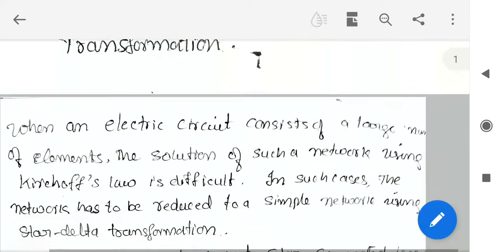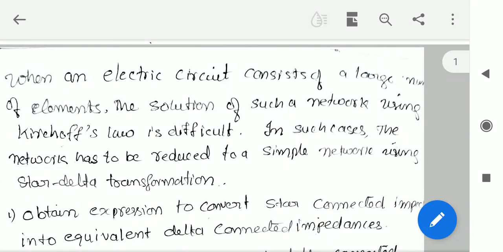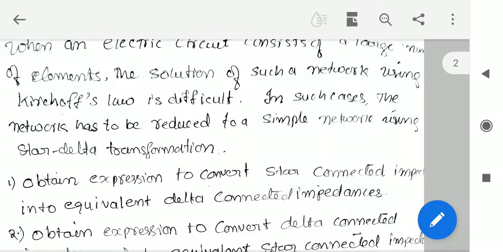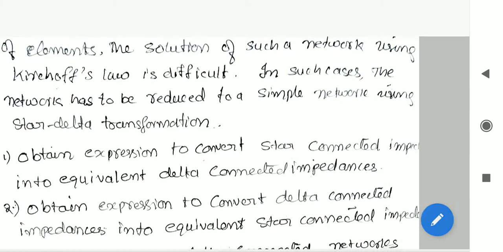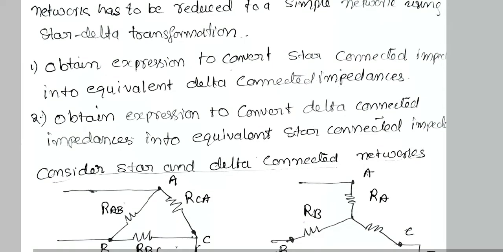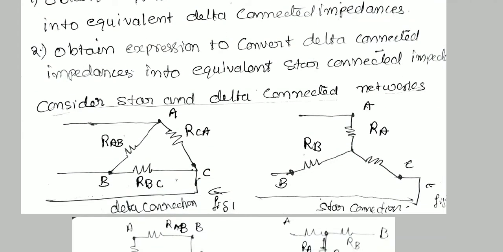In the exam, they may ask questions like: obtain an expression to convert a star connected network into an equivalent delta connected network of impedances, or obtain an expression to convert a delta connected impedance into an equivalent star connected impedance. Now let us see what is this star connected and delta connected network.